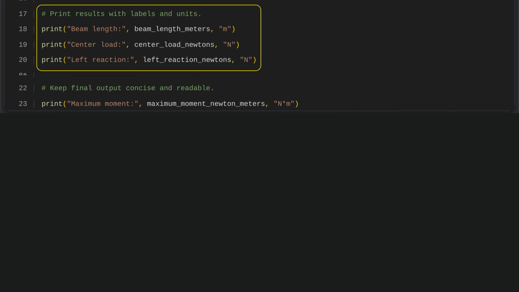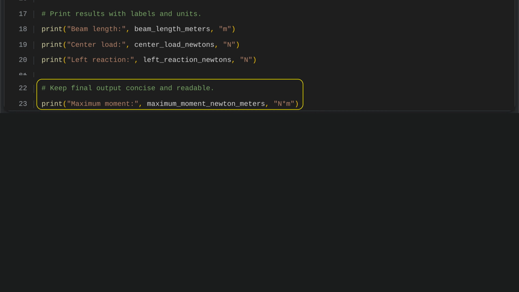The output displays the key beam values with clear labels and units, the beam length in meters, the center load in newtons, and the left reaction force in newtons. Including units with each value keeps the results easy to interpret and preserves their physical meaning.